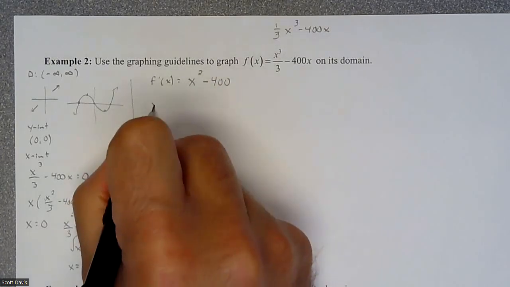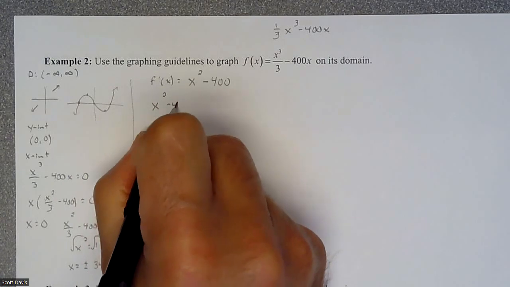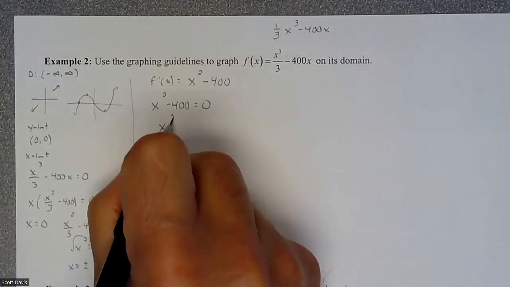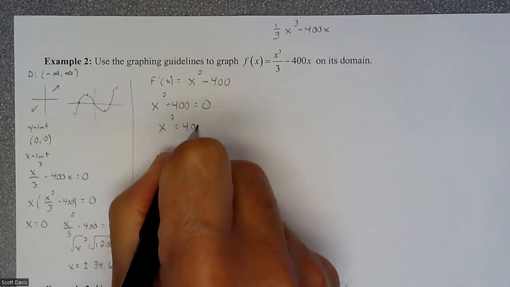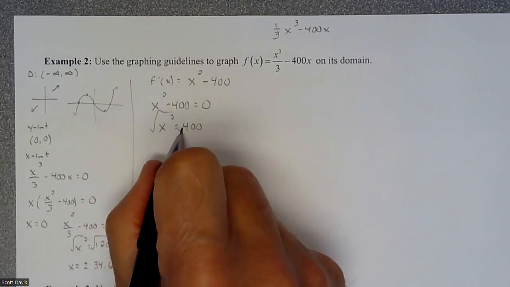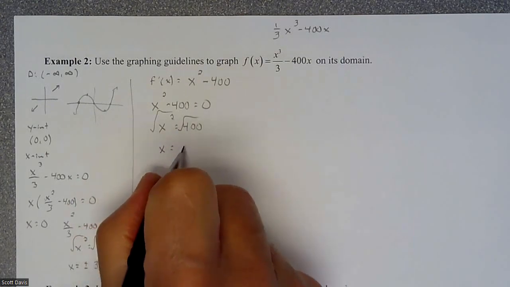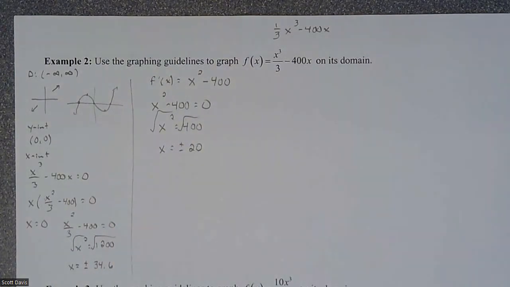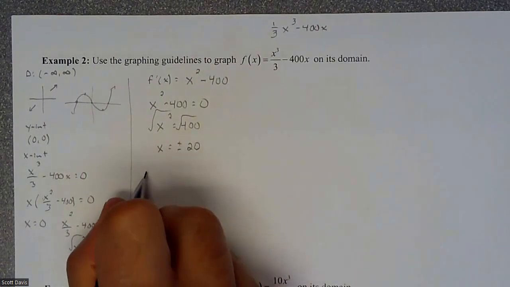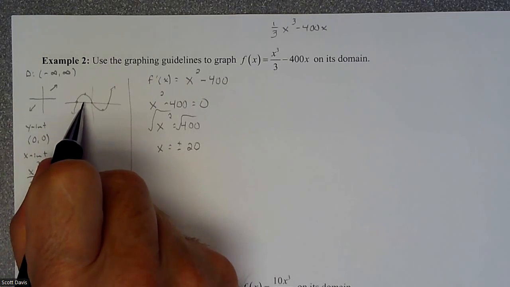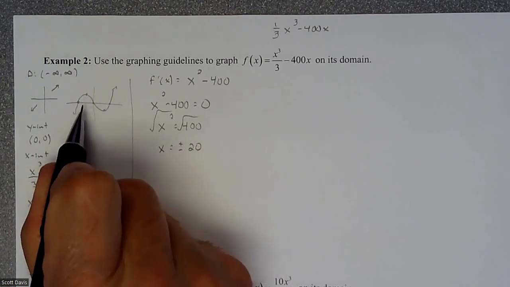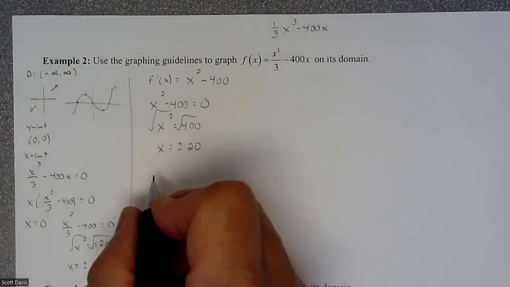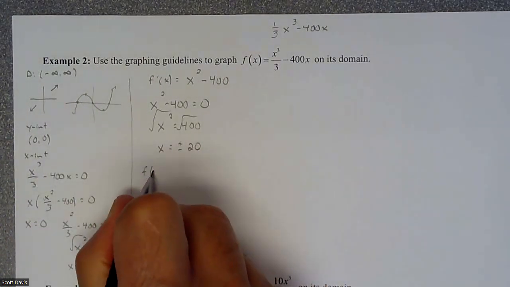Then if we set this equal to 0, x squared minus 400 equal to 0, we'll add 400, so x squared equals 400, square root, and then x is going to equal plus or minus 20. All right, so we get maxes and mins at positive 20 and negative 20. Most likely the negative 20 is going to have to be a maximum and the positive 20 is going to be a minimum. Let's actually plug them in and see what we get.